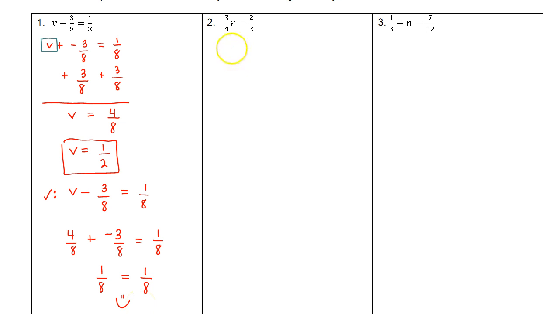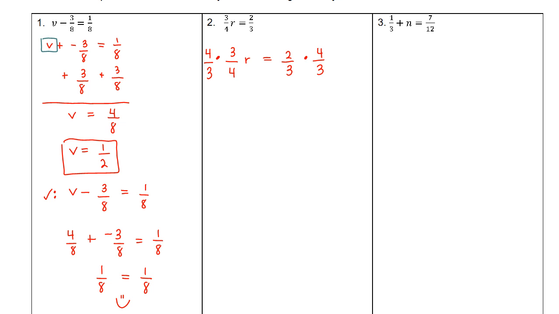All right, number 2. So I have 3/4 r is equal to 2/3, and I've rewritten it because we should never work off of the original equation. You might remember we had an equation like this on the previous worksheet. Rather than dividing both sides by 3/4, because that would look a little complicated, it would be better to use a reciprocal in this case. So I'm going to multiply both sides by the reciprocal of 3/4. The reciprocal of 3/4 would be 4/3, and I'm multiplying by 4/3 on both the left and right side to keep my equation in balance.